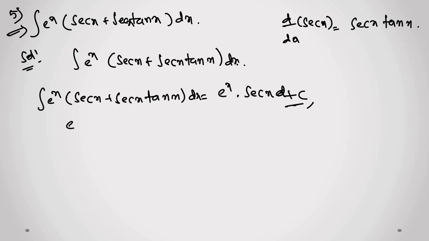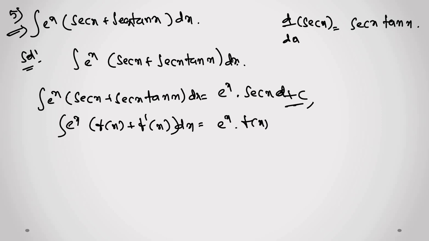So e power x into the integral of (f of x plus f dash of x) dx is equal to e power x into f of x. We know this formula already, and that is the formula I used for this step. Okay, please concentrate on this one.